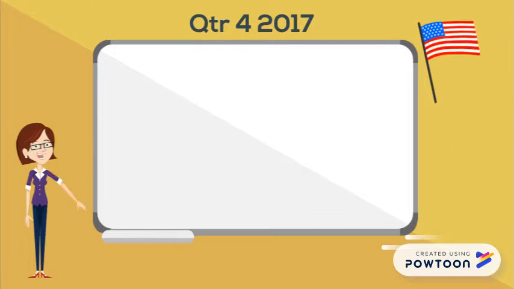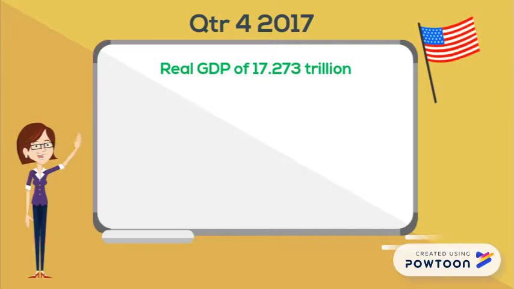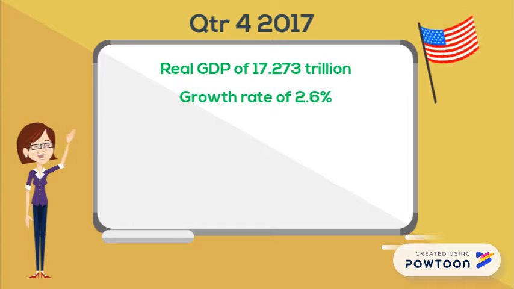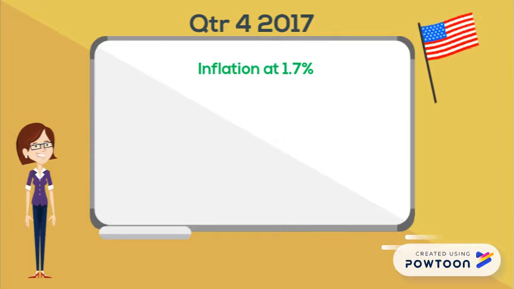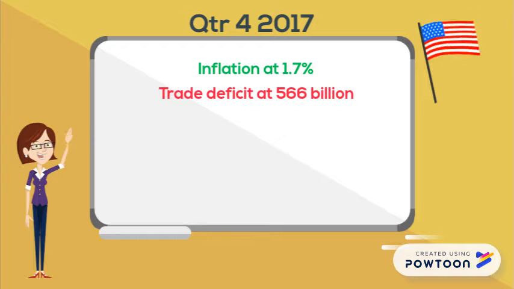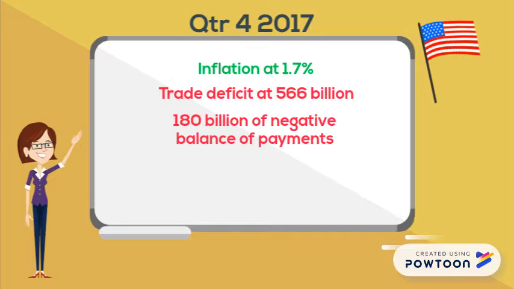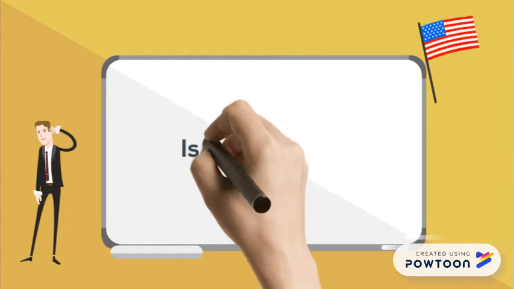In Q4 2017, the U.S. economy produced a real GDP of $17.273 trillion, a growth rate of 2.6% as compared to Q3. Unemployment rate stood at 4.1%, and interest rate is at 1.5%. Inflation was at 1.7%, down from 2.1% in 2016, due to declining prices in oil. Trade deficit was at $566 billion with $180 billion of negative balance of payments, and a net debt of $20.493 trillion. So what are the issues with the US?